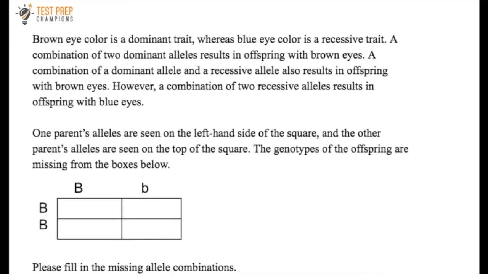Okay, so the next question, we're now switching gears to genetics and Punnett square type of questions. And it says here, brown eye color is a dominant trait, whereas blue eye color is a recessive trait. A combination of two dominant alleles results in offspring with brown eyes. A combination of a dominant allele and a recessive allele also results in offspring with brown eyes. However, a combination of two recessive alleles results in offspring with blue eyes.